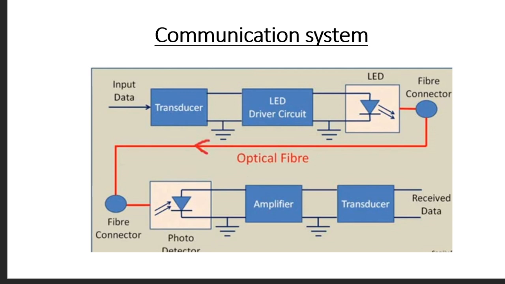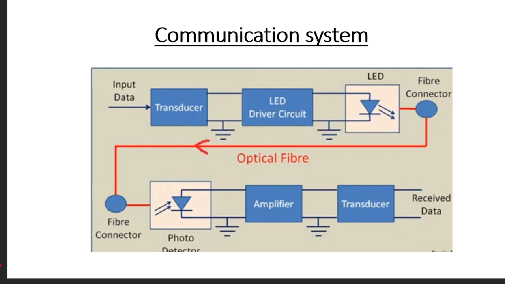Now the next point is the communication system. In our communication system, optical fiber is used. Traditional communication systems use electromagnetic waves or radio waves for the transmission of data. In this communication system, we are using optical fiber to transfer the data. Initially the data has to be converted into an optical signal, and then the optical signal is again converted into an electrical signal as the output. This occurs in this communication system.